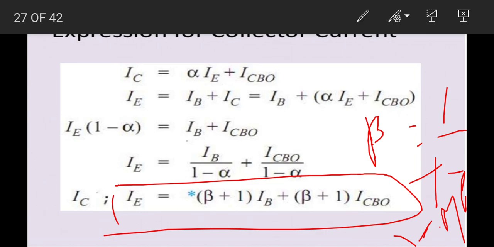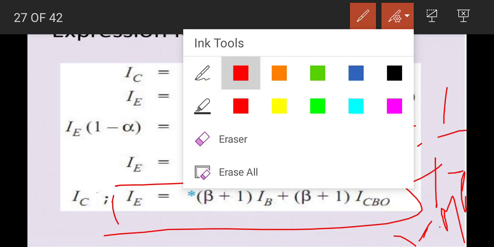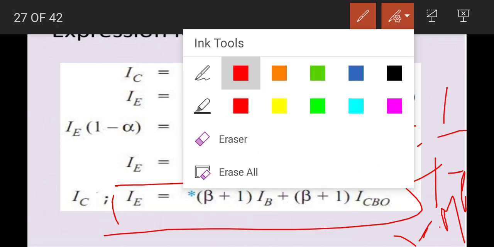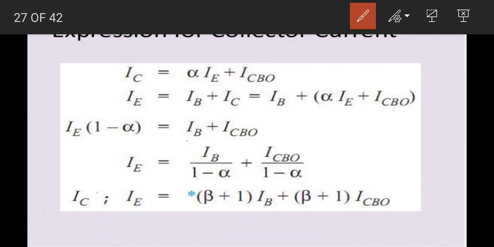So everybody understood this concept? I hope you get it. Okay, so next slide.